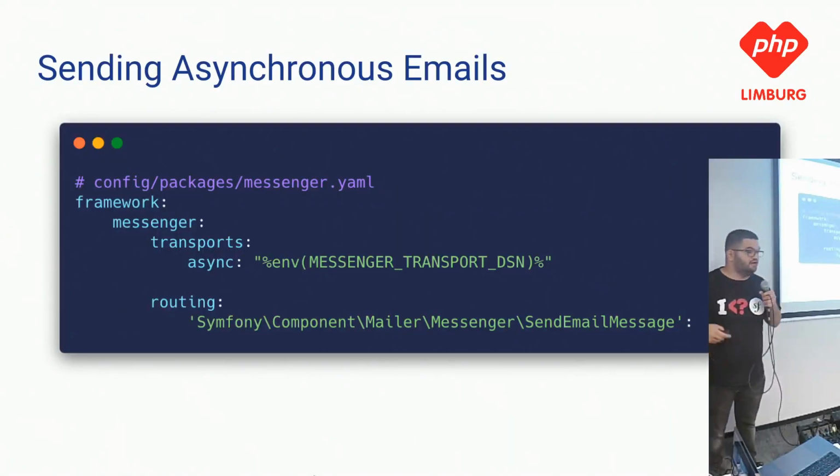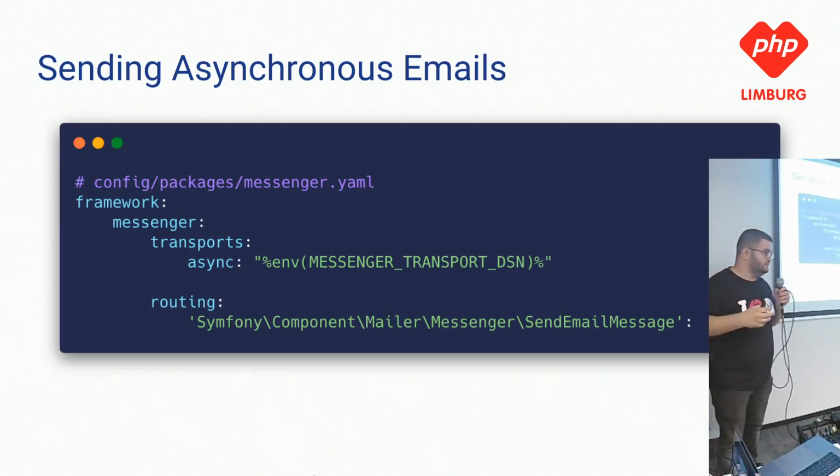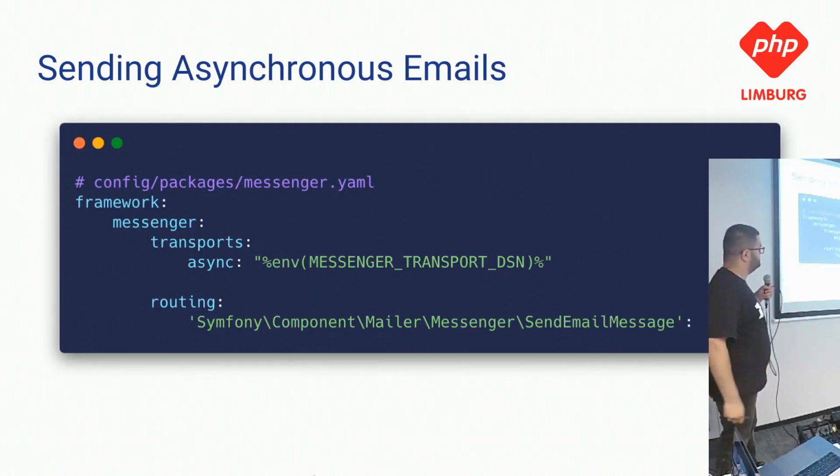Sending emails is hard, and it's network. It is using network, so it is difficult. And if you want to send multiple emails, then it's really slow. But by putting those 4 lines in your configuration, you're able to send emails asynchronously, and it's using the messenger bus.